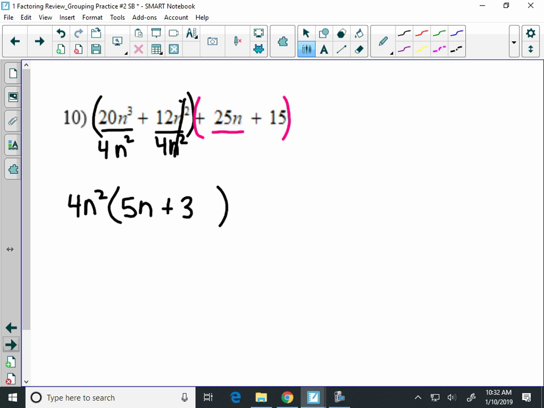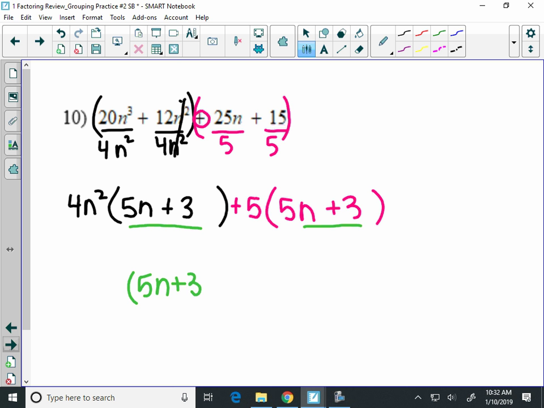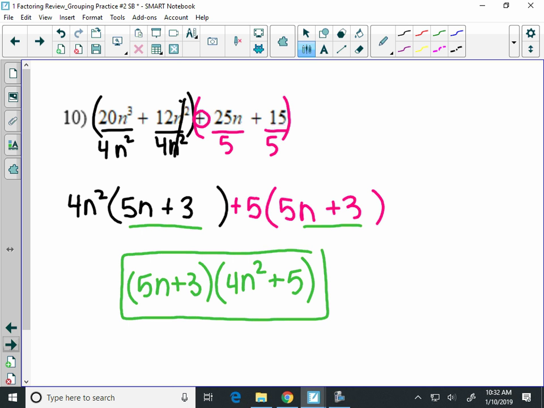On this side, it looks like 5 goes into both, and I'm going to use a positive 5 because the sign's positive. Pull that out. 25 divided by 5 is 5n plus 3. So again, good things because 5n plus 3 shows up in both parentheses. And then the GCFs from out in front come down. I can't factor anything anymore, so that's my final answer.